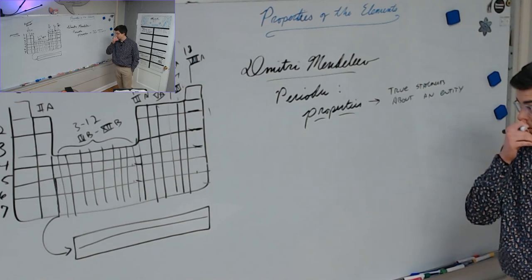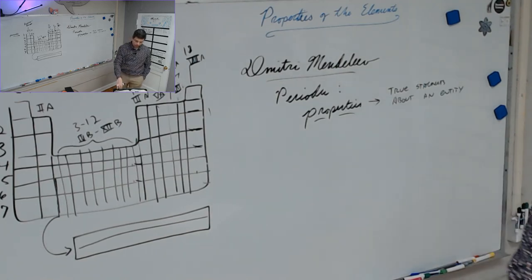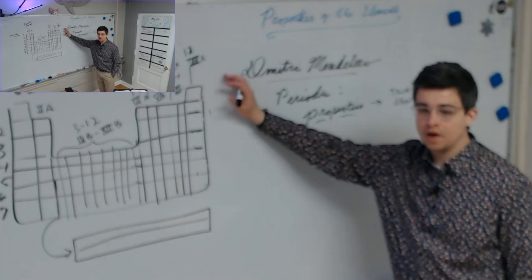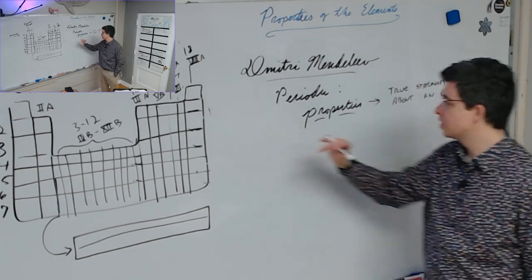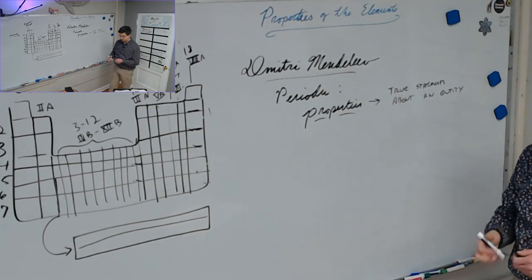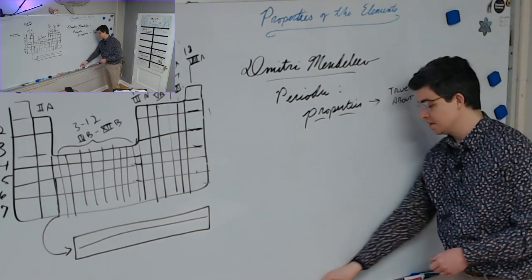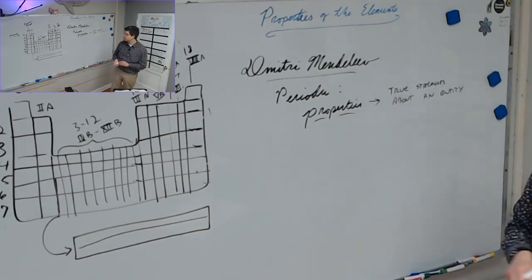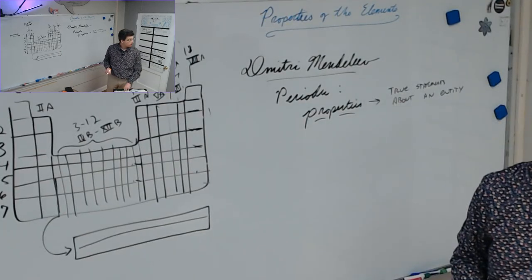Well, that's what we're going to get to today. So this should all be a review. You should know how the periodic table is broken up and arranged. You should know what properties are. You should even remember Dmitri Mendeleev. That was all review. Now we're going to talk about the actual properties of the elements. The first thing we want to talk about is this, and you can see it.